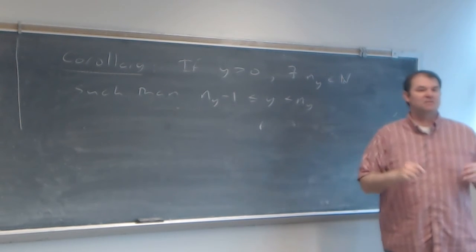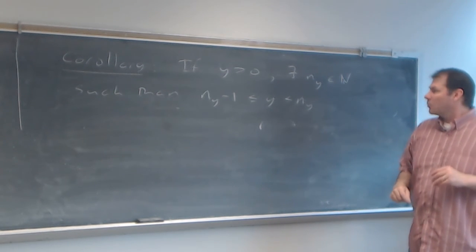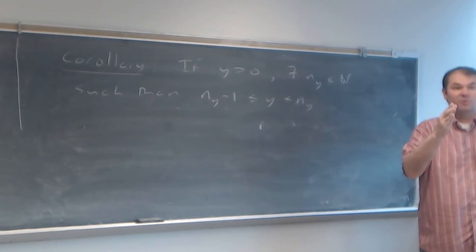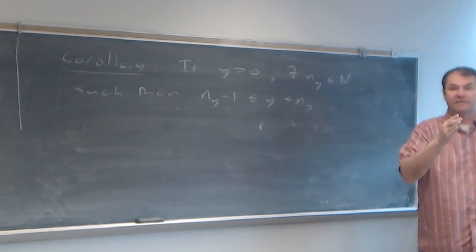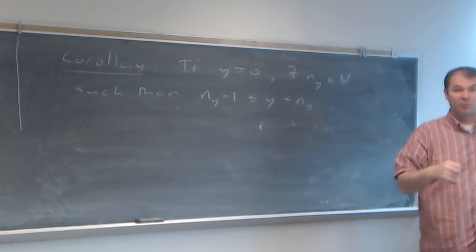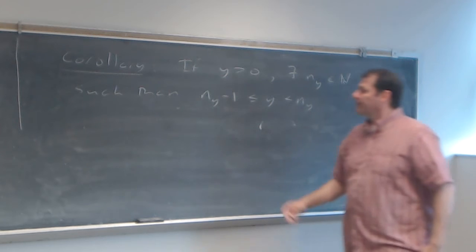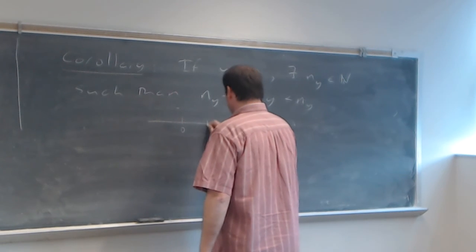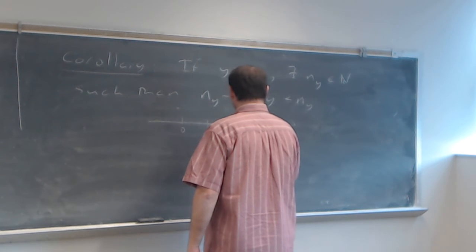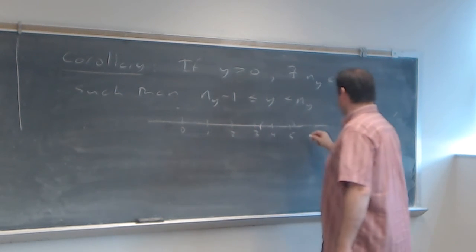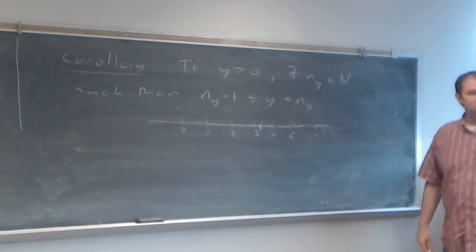Okay, you give me a positive number. Essentially, what I'm saying is, if you give me a positive number, it's sandwiched between two natural numbers. Is that okay? So here's what I'm thinking. Here's the number line. Here's 0. Here's 1. Here's 2. Here's 3. Here's 4. And so on. 5. It goes on forever.